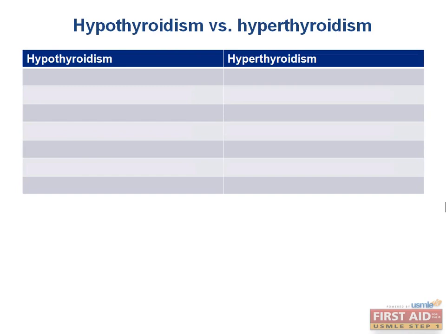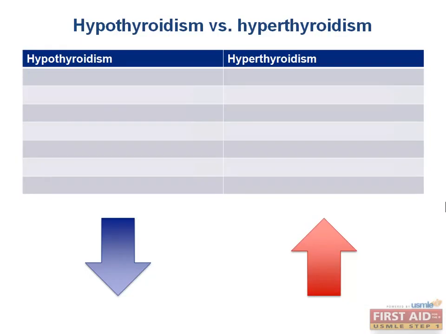We will now shift our gears to begin our discussion on thyroid pathology. Knowing the signs and symptoms of hypothyroidism and hyperthyroidism is very important for the USMLE, and you can remember these symptoms easily by knowing that hypothyroidism is associated with down or low symptoms, and hyperthyroidism is the opposite and is characterized by more active or hyper symptoms.